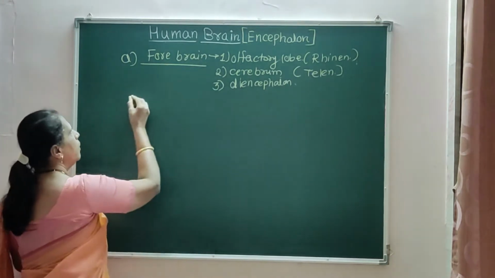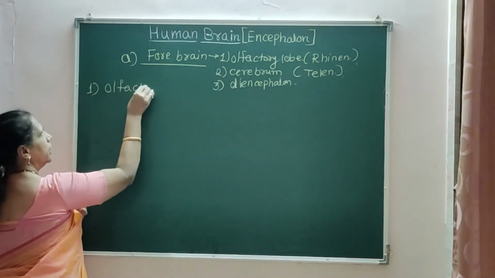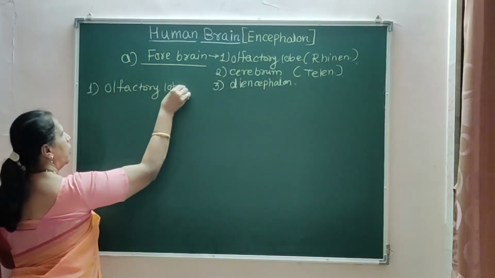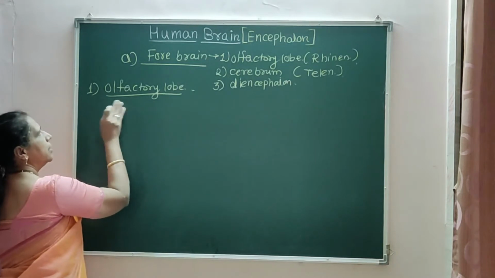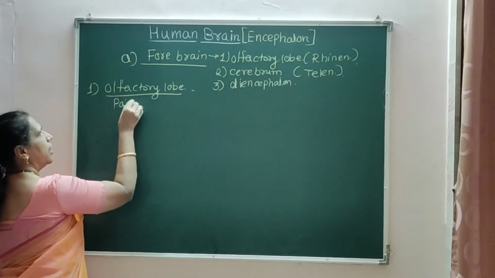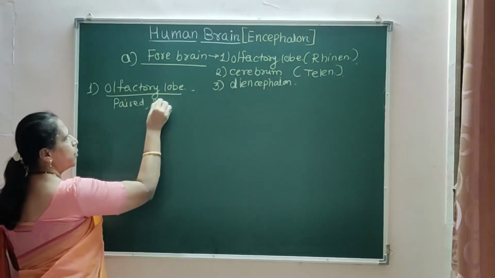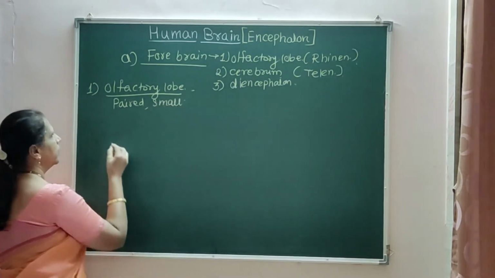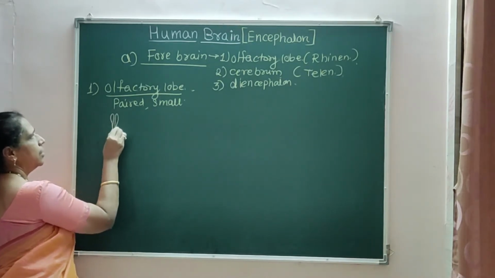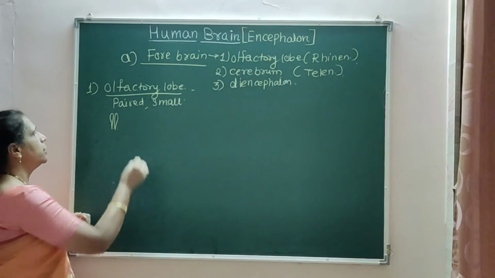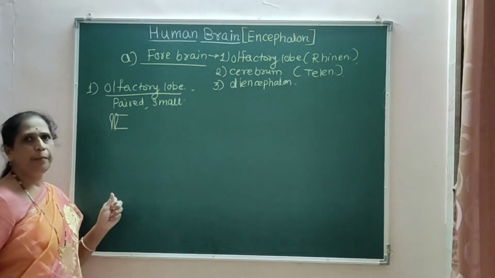Then this olfactory lobe is smaller and reduced in human beings. These are paired structures and they are covered by the cerebrum. It is very small and reduced in humans. It is visible on the ventral side like this. And these olfactory lobes show the olfactory bulb and olfactory peduncle.